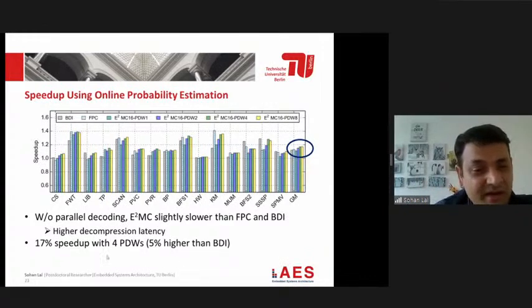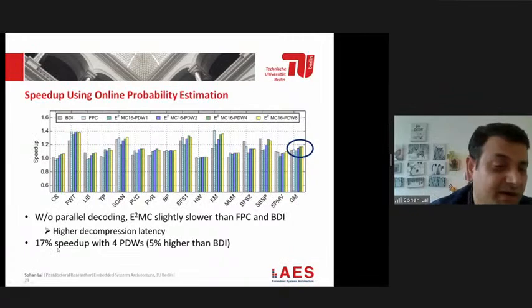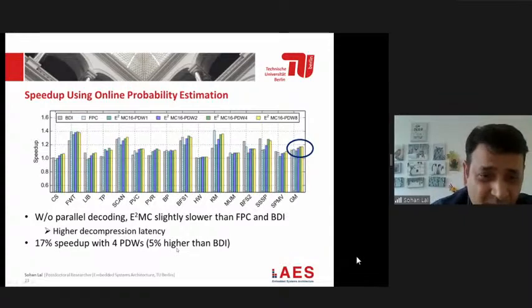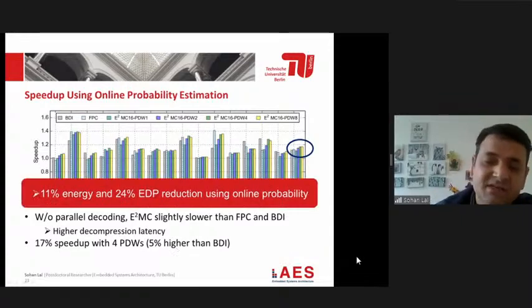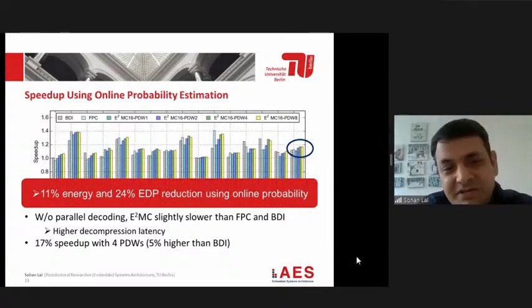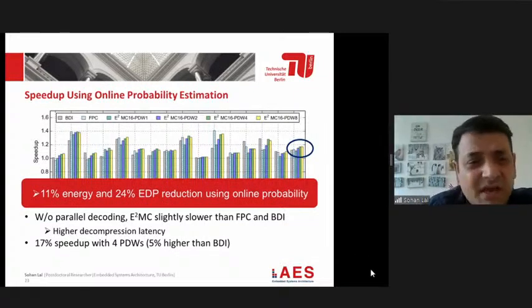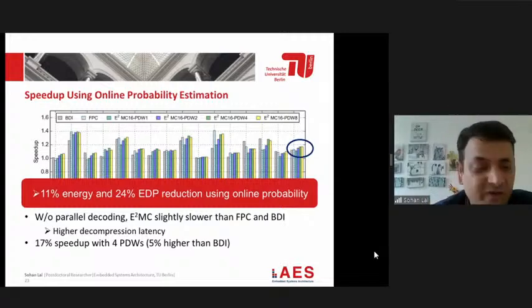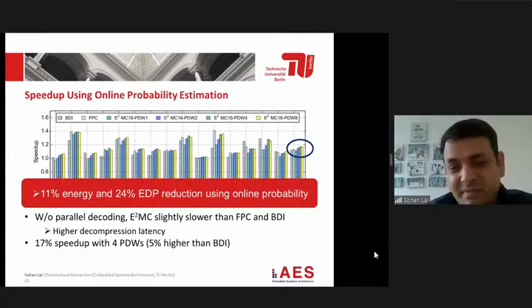However, if we use parallel decoding, then we can get a 17% speed up with 4-way parallel decoding, which is 5% higher than the BDI. And this leads us to our overall motivation. Our overall motivation was to increase the energy efficiency. So with this technique, we can reduce energy by 11% and EDP by 24% by using online probability estimation.